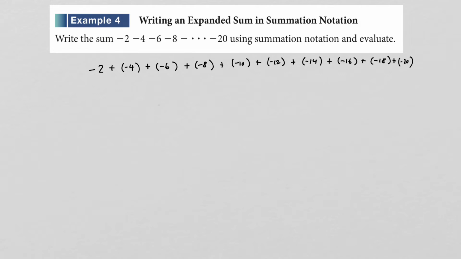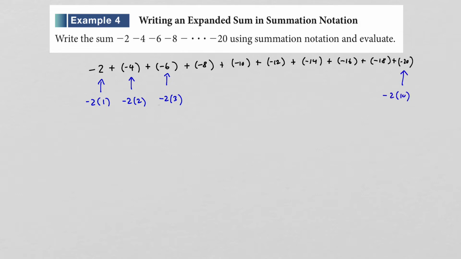And then we need to formulate this. So you need to think about, well, what is the number -2, and how can I relate it to the number -4, -6, etc.? Well, -2 is -2 times 1. -4 is -2 times 2. -6 is -2 times 3. And you kind of get the idea. And the last one, -20, is -2 times 10.